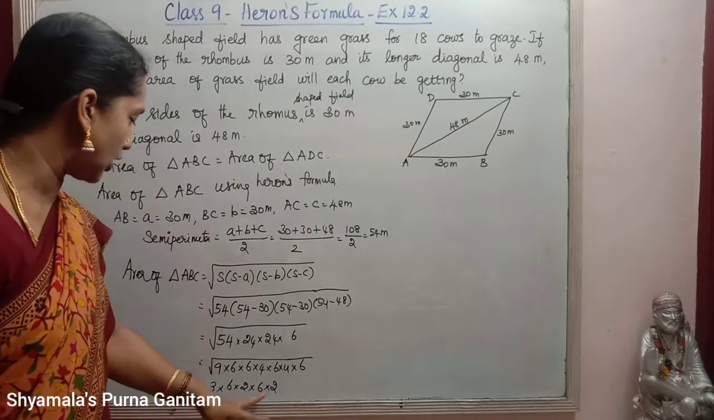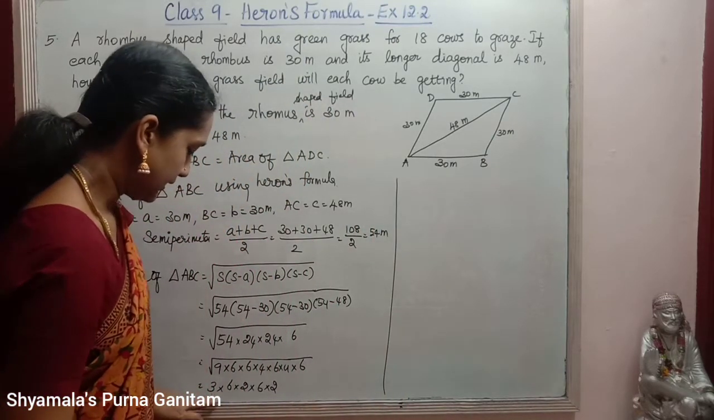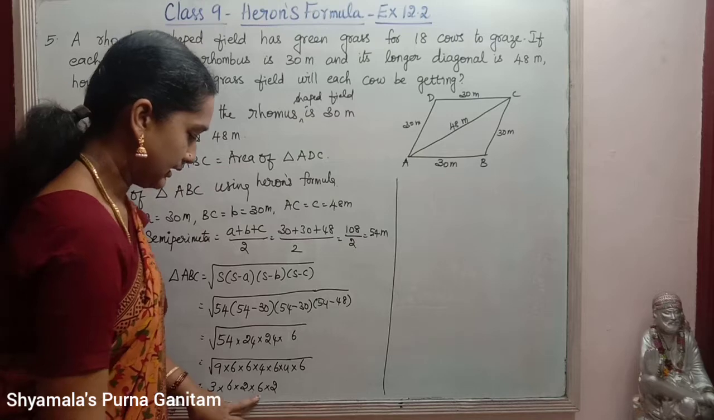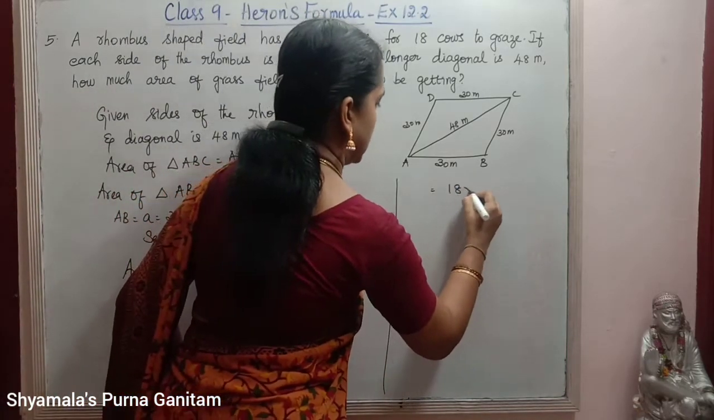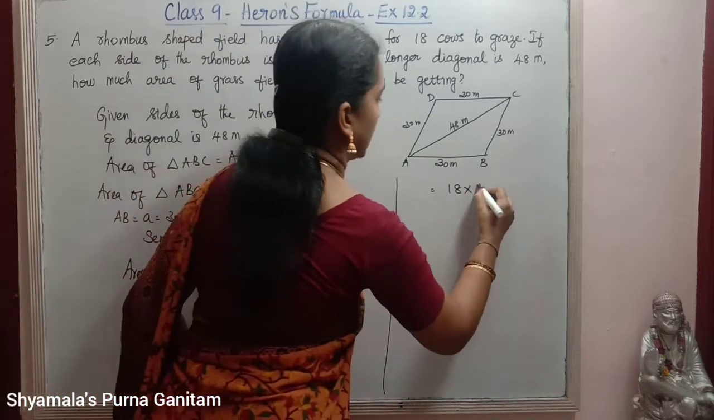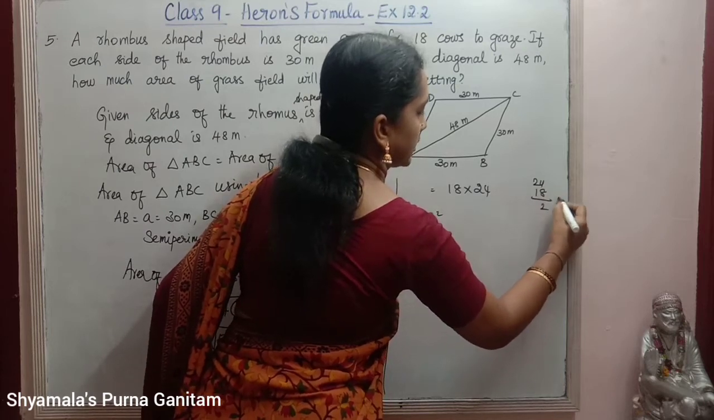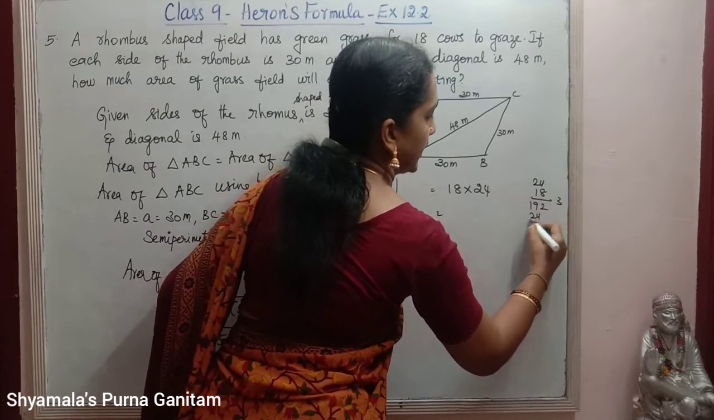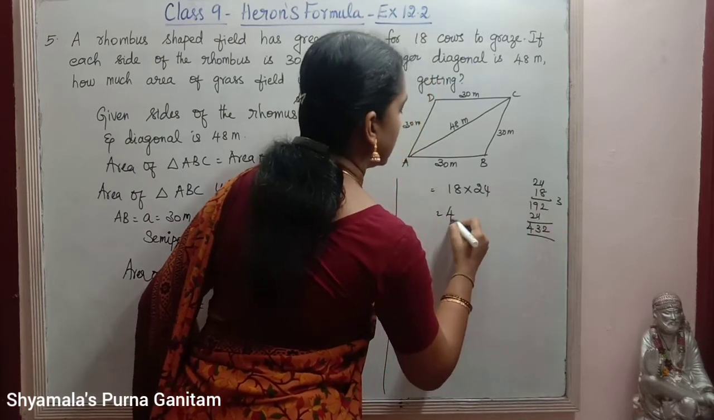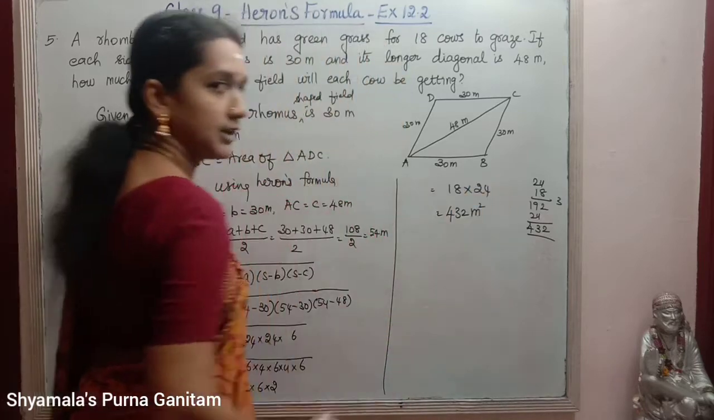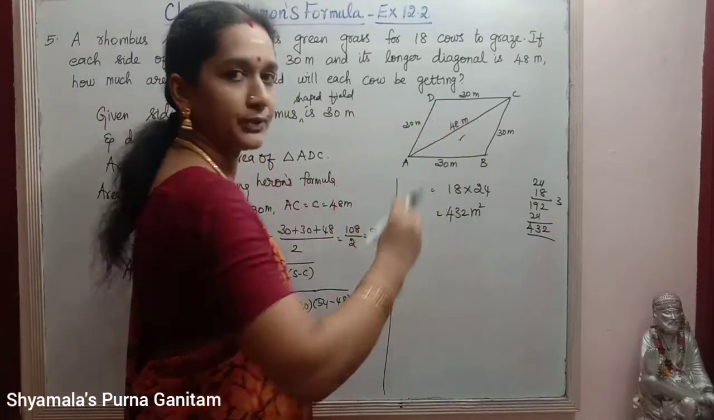When we multiply all these things, we will get the area of triangle ABC. 3 sixes are 18, 18 into 6 twos are 12, 12 twos are 24. So 24 into 18 is 432 meter square. That is the area of this triangle, which is one part of the rhombus.